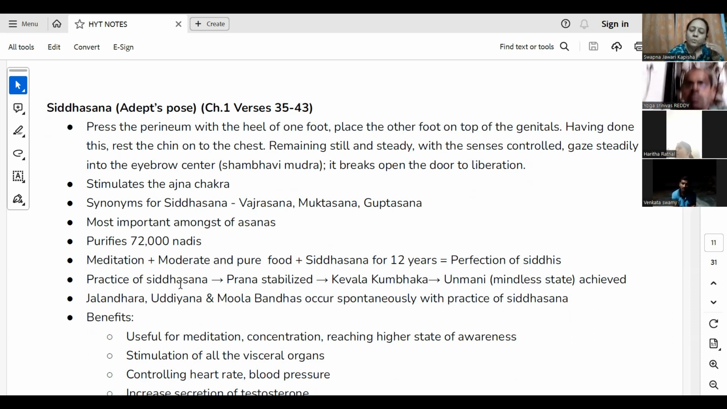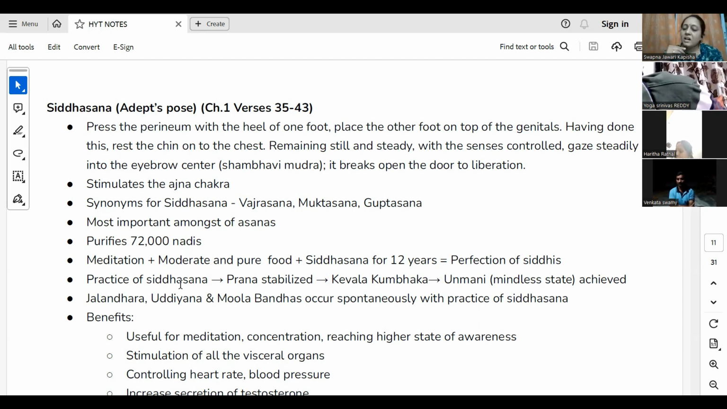And once a person starts practicing Siddhasana, his prana is stabilized, his vital energies are stabilized. That means he will reach Kevala Kumbhaka. There are the Ashtakumbhakas, right? After Ashtakumbhakas, once we start practicing Kevala Kumbhaka, that means no breathing in and no breathing out. Kevala Kumbhaka. Unmani, that is the mindless state. Mindless means a no-mind state will be achieved with the help of Siddhasana.